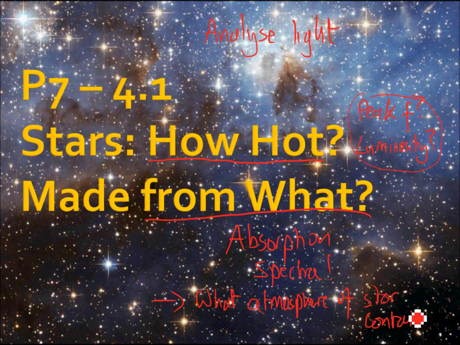Because the lines on the spectrum that are missing, if they're missing from that spectrum, it means that that element is definitely present in the atmosphere of that star. And that brings us to the end of stars, how hot, and made from what.